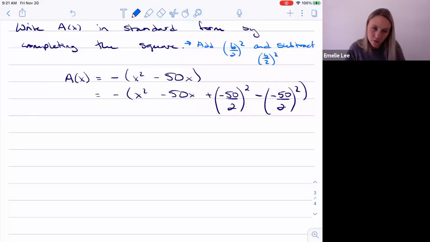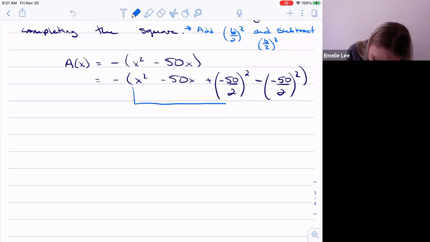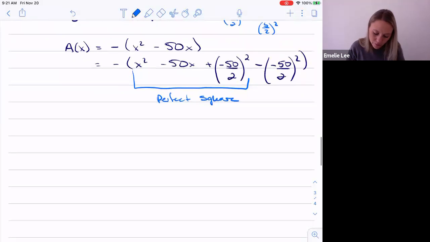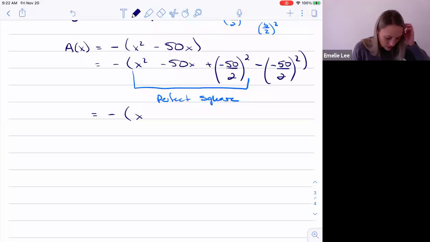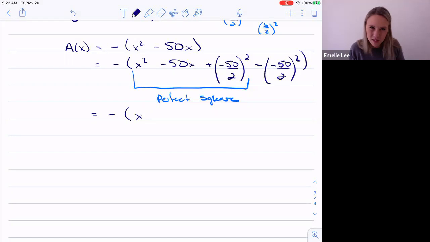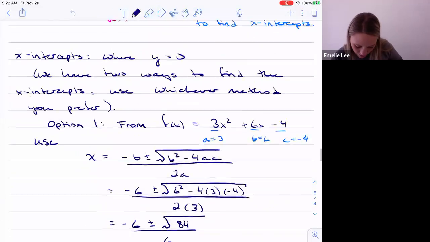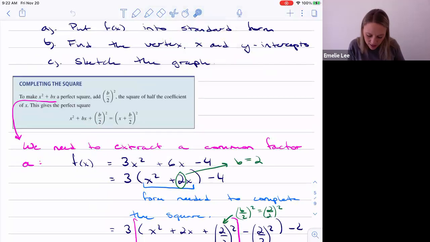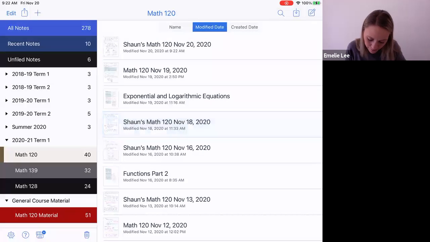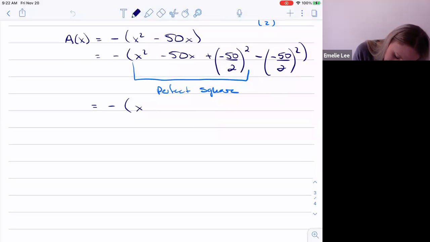This is a perfect square. That's what we forced to happen. So we can rewrite this as negative x, and then, is it plus or is it minus? I have to look at my notes from last day on completing the square. I've forced that, so then it is x plus b over 2, and it's not squared anymore, then squared. So x plus negative 50 over 2, then squared.